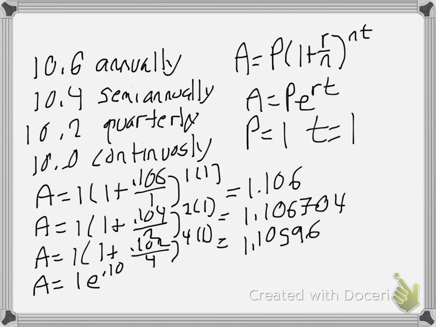And then last but not least, you have A equals 1 times e to the 0.10 times 1. And that equals 1.10517. So yeah, they're all close when you put in 1, but if you are careful and you show this, that is all you had to show me, guys. You said, oh, well, B gives me the most because 1.106704 is more than the other 3. So that's it for that problem.